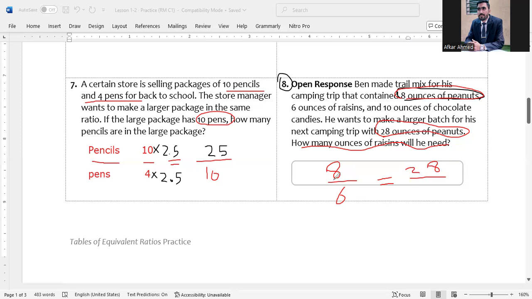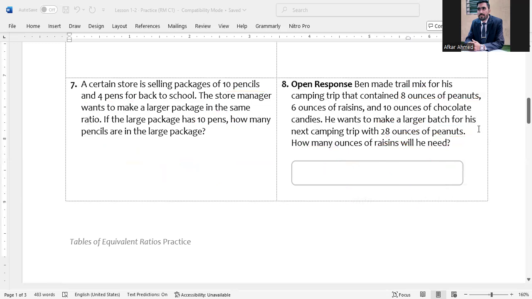We know that 8 times 3 is 24 and 8 times 4 is 32. So the number is between them, not 3, not 4, so it is 3.5. If I multiply 8 by 3.5, it will give me 28. Same I will multiply here: 3.5 times 6 will give you 21. So it means you need 21 ounces of raisins for 28 ounces of peanuts. This is your answer, 21. So these were the questions related to the forward scale.